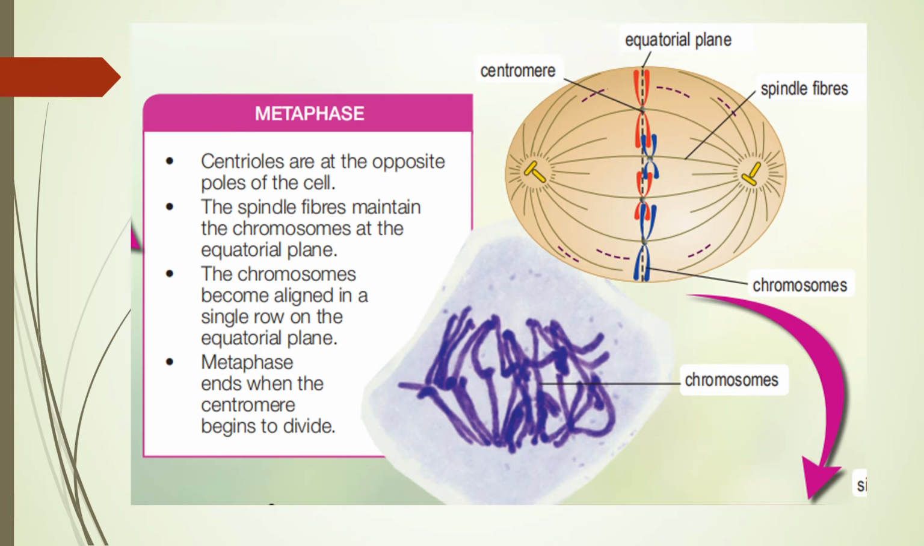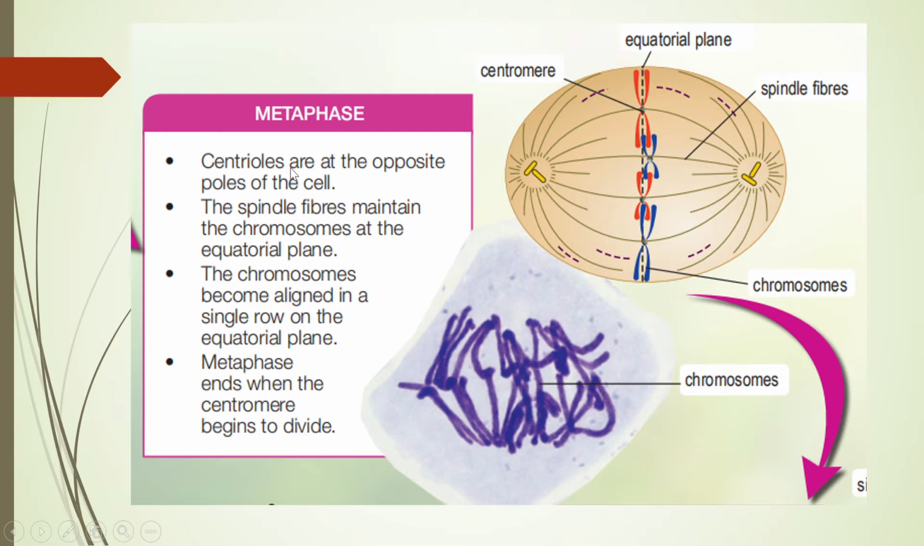Okay, so metaphase is the second phase in mitosis. So you get to see the arrangement like this in the middle. So it's very easy to identify metaphase, M for middle. Okay, so let's look at the chromosomal behavior, and also other structures.